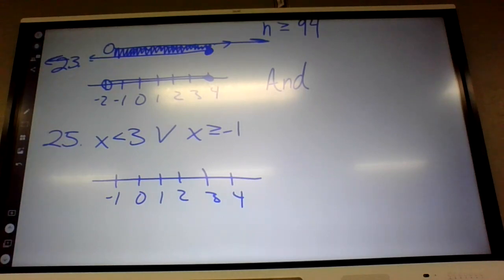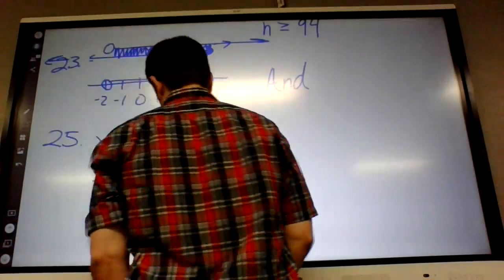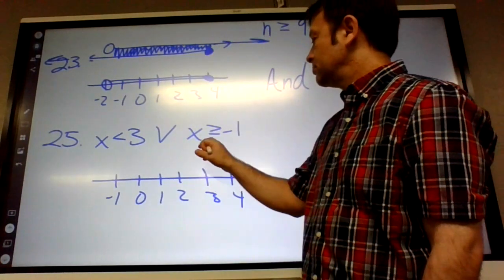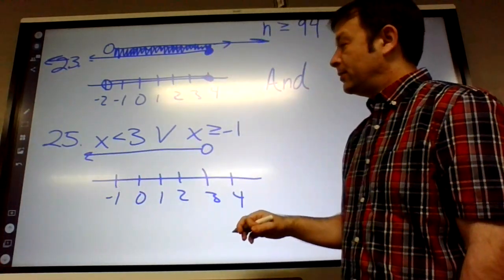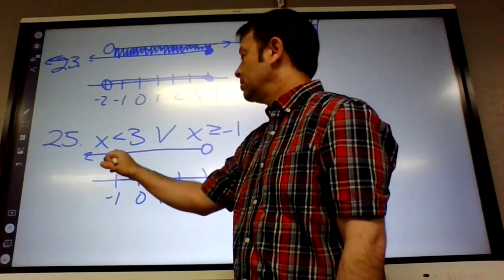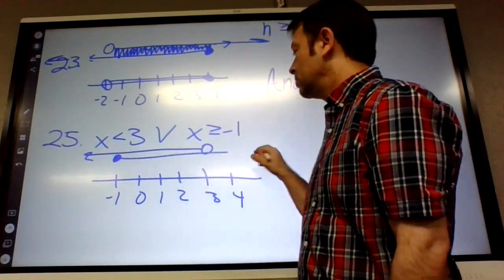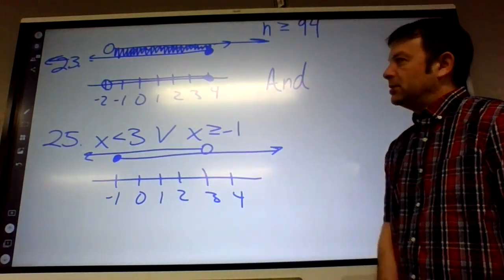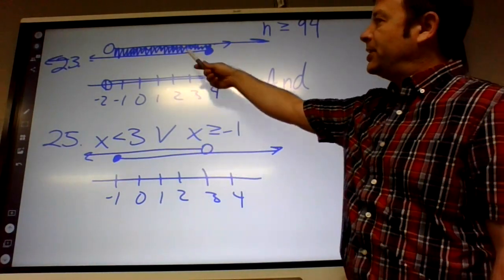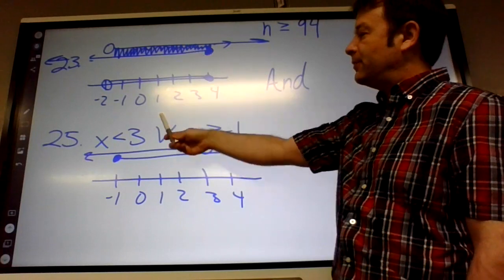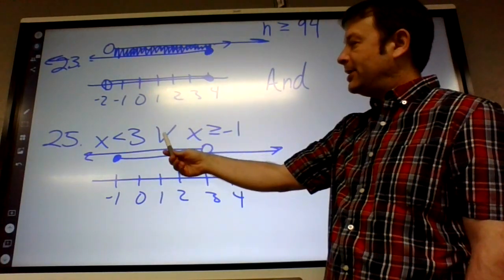James, what does x is less than 3 look like? An open circle with 3, dot, left. And x is greater than or equal to -1. Closed circle, -1, dot. Actually, this is a lot like the last one, isn't it? Because we got two lines going in opposite directions and they overlap. But this time it's an or.